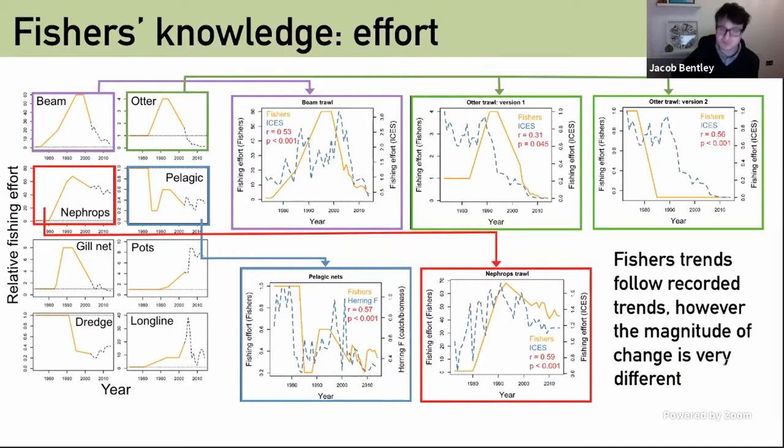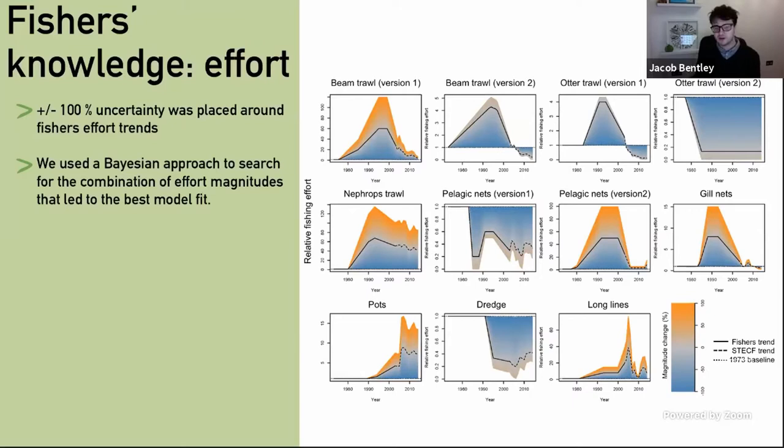So we proceeded with the assumption that whilst the magnitude of change that the fishers suggested might not be accurate, we were pretty confident in the trends and the stories they were telling us. So we wanted to carry those trends forward and convert them into some kind of driver for fishing effort in the Irish Sea. So what we did, we used a Bayesian approach where we produced an uncertainty bound around the fishers' trends, so that the fishers' trends became distributions of potential trends. So we know that the trend looks like this, but we're not sure what the magnitude is.